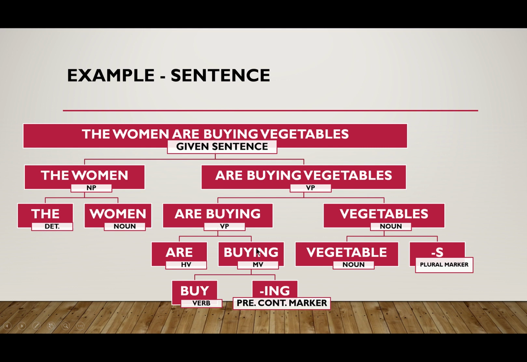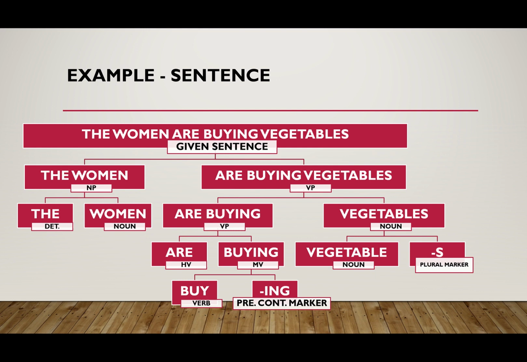MV. Okay. Now this buying can be further divided into buy plus ing. Buy is a verb. Ing is a present continuous marker here. It's a suffix also. Okay. Similarly, vegetables, which is a noun, can be further divided into vegetable and s. Vegetable is a noun and s is a plural marker. So this is a simple sentence, and we have had a look at the IC analysis of this simple sentence.